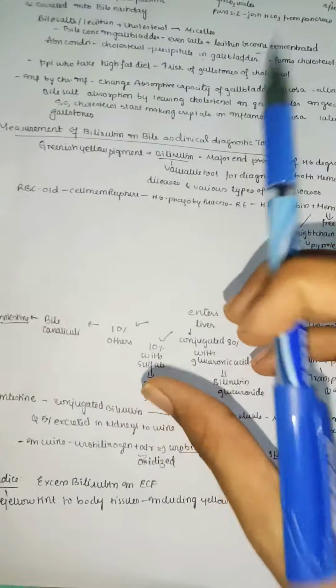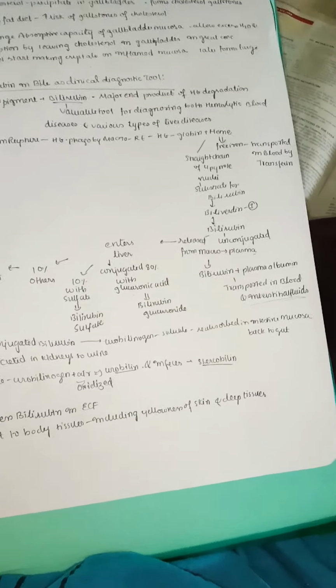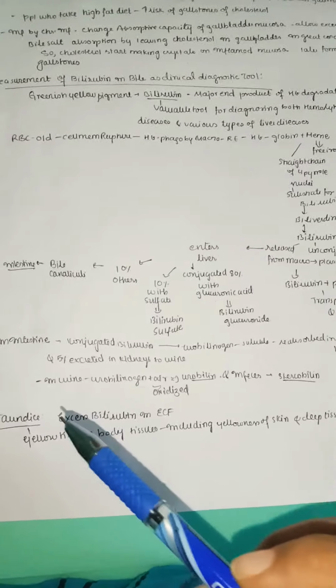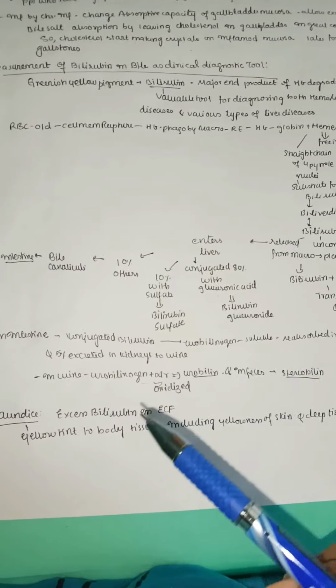Now this conjugated bilirubin travels by bile canaliculi and finally gets released into the intestine. So this is how the bile is formed, and this is how it enters mainly the duodenum of the intestine. So in the intestine what happens? The conjugated bilirubin is converted into urobilinogen. This urobilinogen is soluble and is reabsorbed in the intestinal mucosa so that it can go back to the gut. 5% is excreted by the kidneys into the urine.